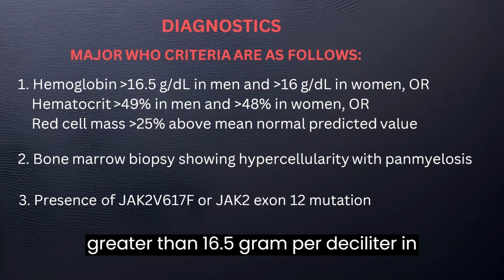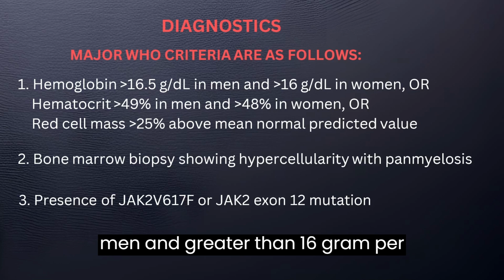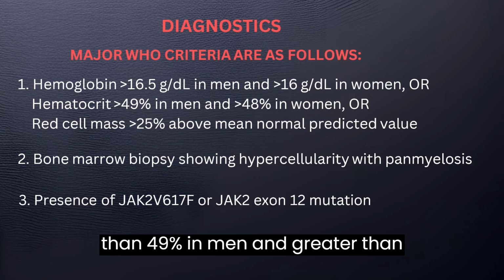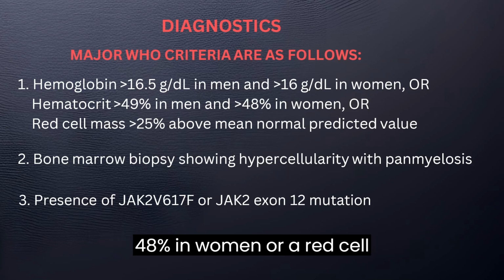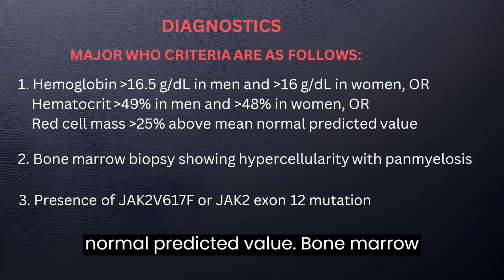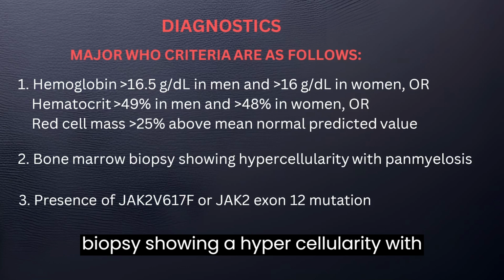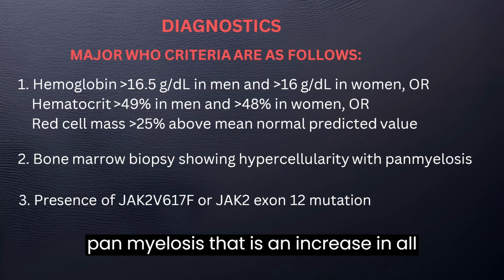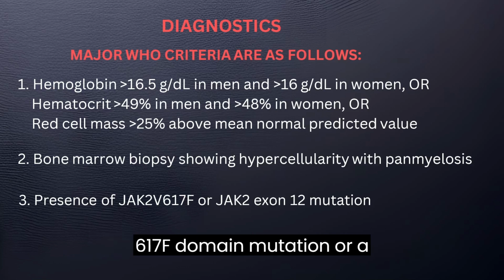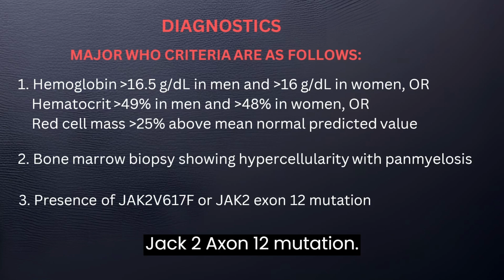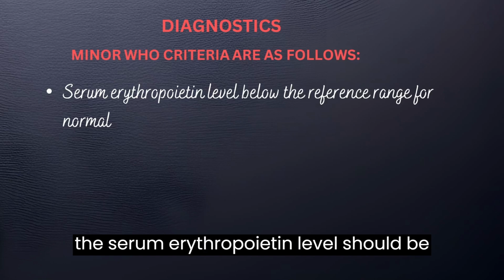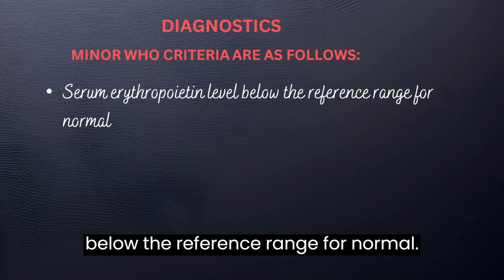Hemoglobin greater than 16.5 gram per deciliter in men and greater than 16 gram per deciliter in women, or hematocrit greater than 49% in men and greater than 48% in women, or a red cell mass greater than 25% above mean normal predicted value. Bone marrow biopsy showing hypercellularity with panmyelosis, that is an increase in all three cell lineages, and of course the presence of a JAK2 V617F mutation or a JAK2 exon 12 mutation. And the minor WHO criterion states that the serum erythropoietin level should be below the reference range for normal.